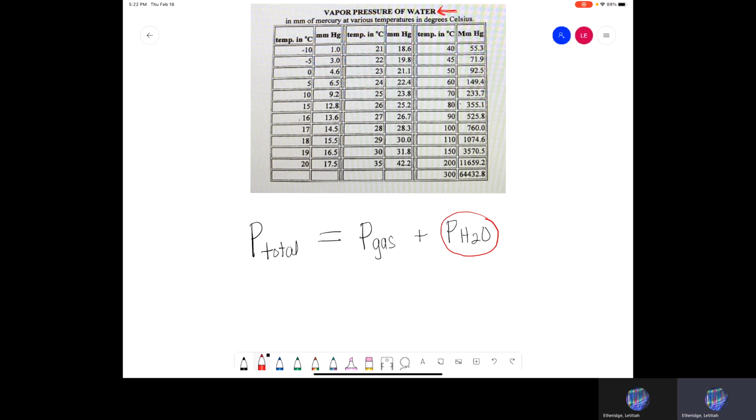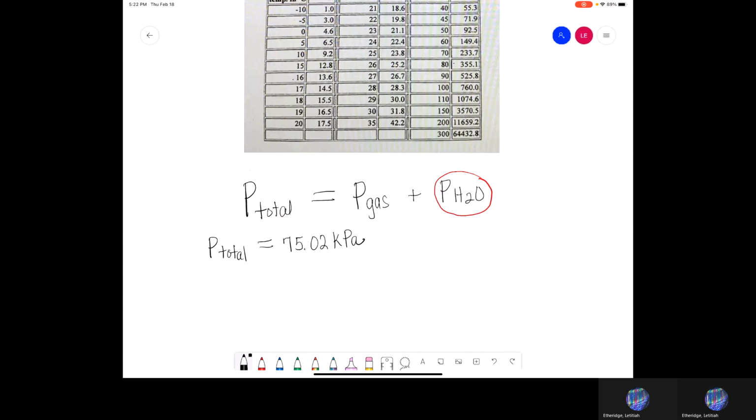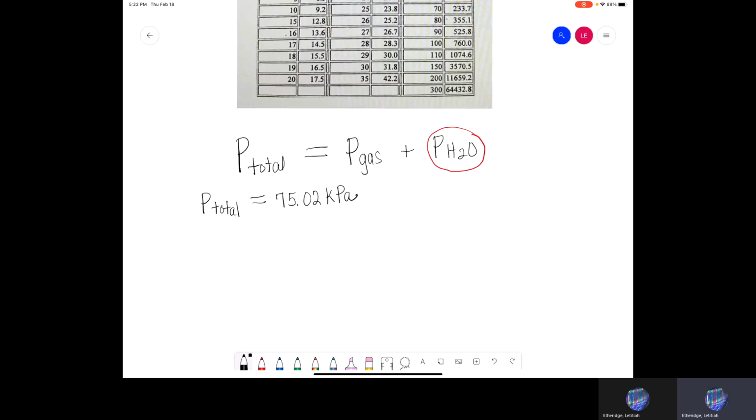Okay, and then I have two values. So I have 50 kilopascal and I have 75 kilopascal. So here we go. This is what it is. Our P total is telling me what the total pressure is in the problem. It says it is 75.02 kilopascal. Okay, and then it is telling me that the gas that we collected has a partial pressure of 50 kilopascal. So that means P gas is going to be 50 kilopascal.